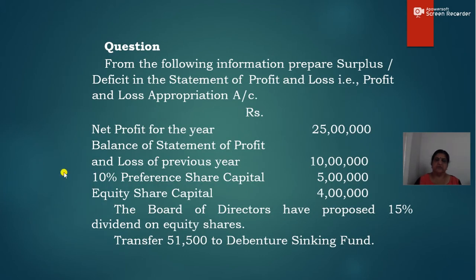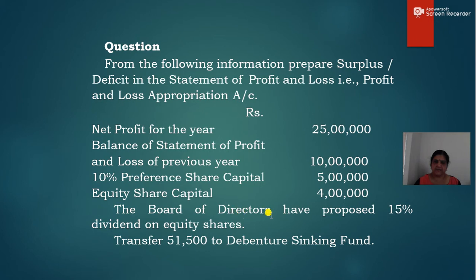That is, how to prepare or ascertain surplus or deficit in the statement of profit and loss. So this is the question. From the following information, prepare surplus or deficit in the statement of profit and loss, that is the profit and loss appropriation account. Here net profit for the year is given as 25 lakhs. Then balance of statement of profit and loss of the previous year is 10 lakhs. Then 10% preference share capital 5 lakhs. Equity share capital comes to 4 lakhs.